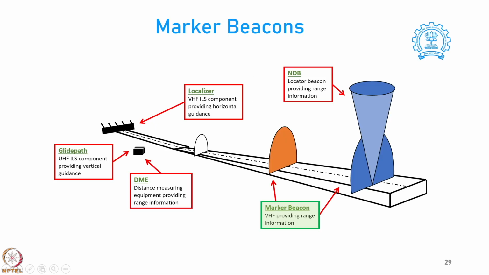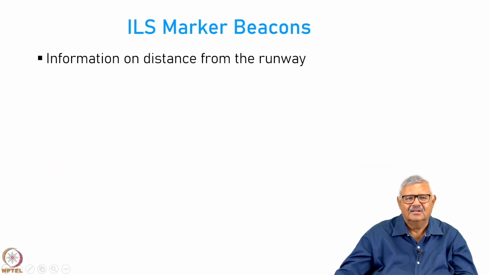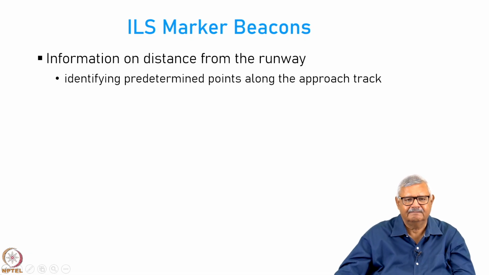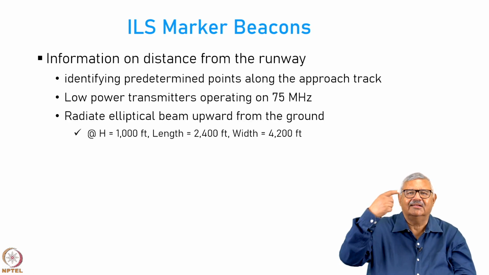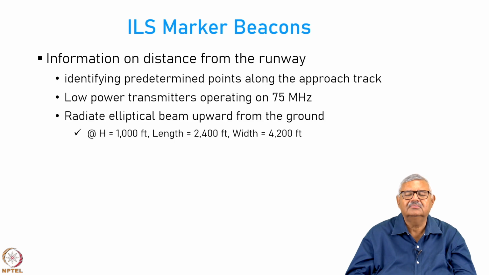Now we look at the marker beacons, which are there for the outer, inner and middle marker. These markers provide distance information to the pilot, how far you are from the runway, and they are used by identifying predetermined points along the approach track of the aircraft. These are low power transmitters operating at 75 megahertz. They radiate an elliptical beam upwards from the ground.